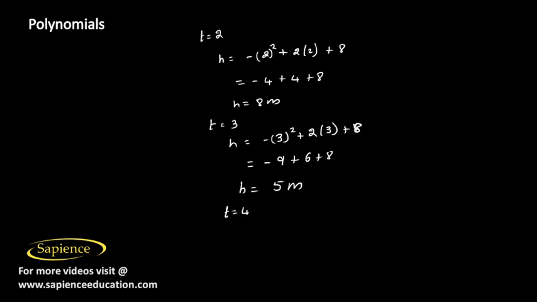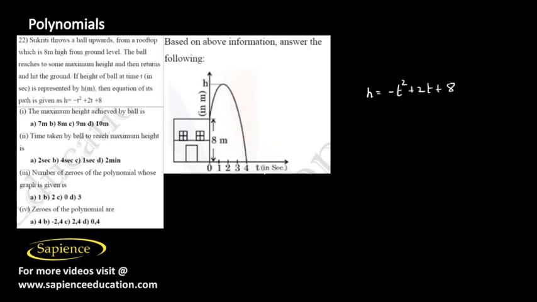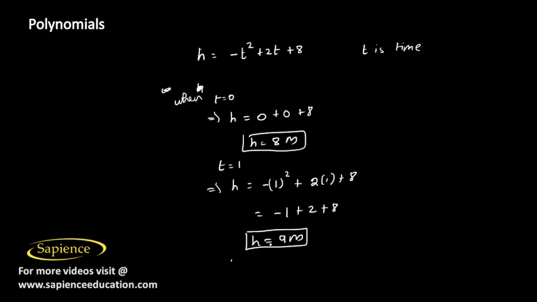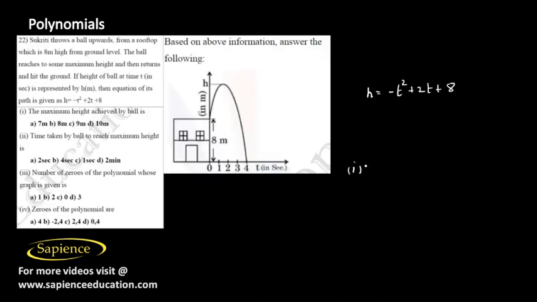And if we check for t is equal to 4, we will probably get minus 4 square plus 2 into 4 plus 8, which is equal to minus 16 plus 8 plus 8, which is equal to 0. Yes, at the 4th second the ball reaches the ground. Now based on this information we can answer the first question. Maximum height achieved by the ball is, when time is 1 second, the ball reached 9 meters. So 9 meters is the correct answer. Option C is the correct answer, 9 meters.